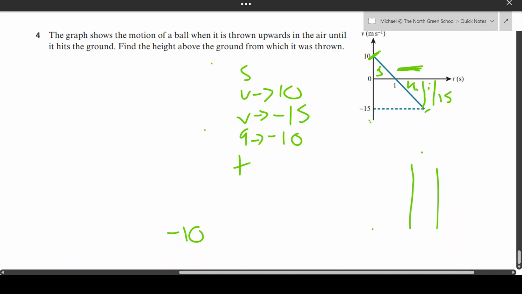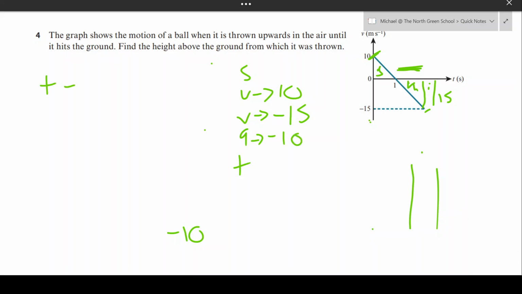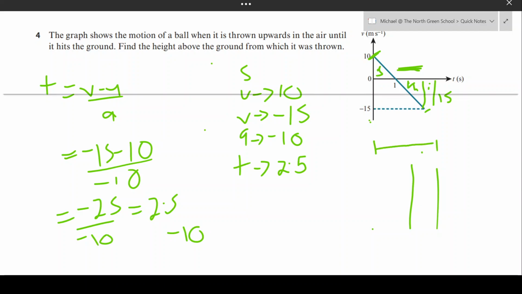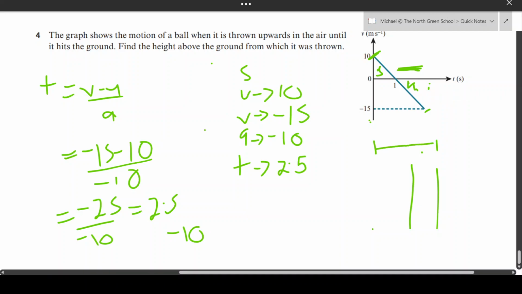Now we can figure out the time quite easily. So t is equal to v minus u over a, which is equal to minus 15 minus 10 over minus 10, which is equal to minus 25 over minus 10, which is actually equal to 2.5. The time here is 2.5 seconds. So now that's the whole time, all the way from here to there. But we just don't want the whole time. There's a specific section that we want. Let me just make this a little bit cleaner.